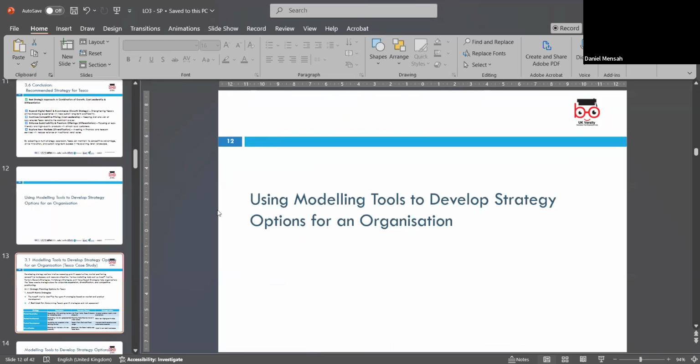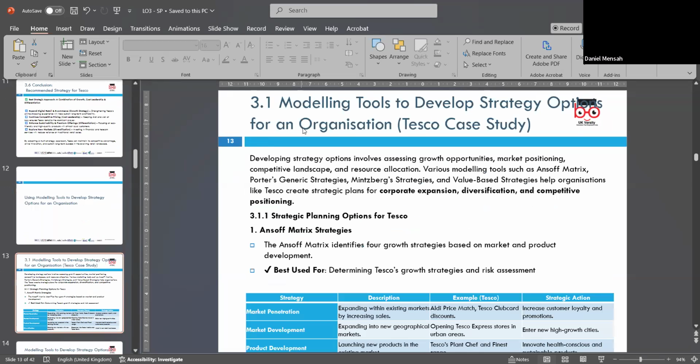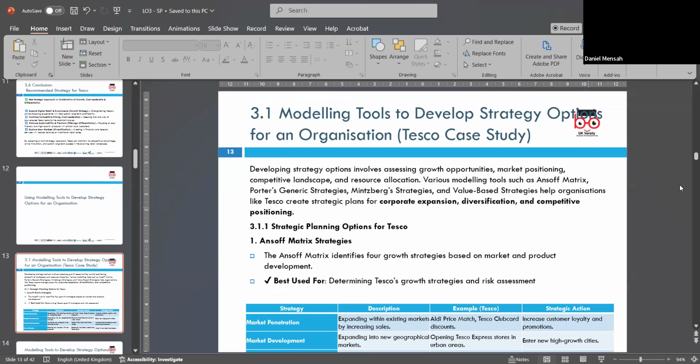So the same modeling tools, we have already used two tools: Porter's generic model and Mintzberg strategies, Ansoff's matrix and Porter's generic strategies, we have already covered. So why do we need to use these modeling tools? What is the importance of these tools?